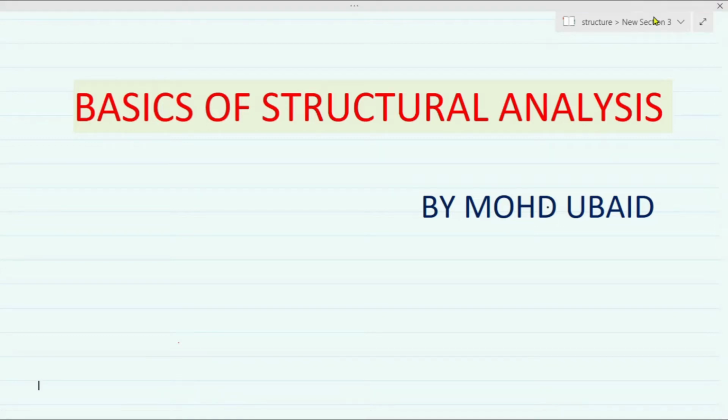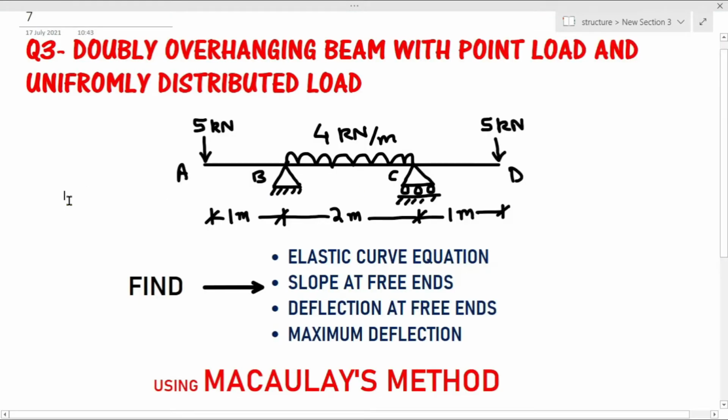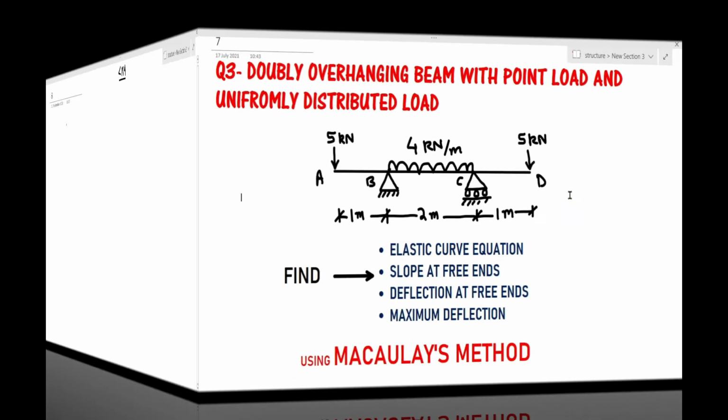In this video we are going to solve another problem by using Macaulay's method. In this question we have a doubly overhanging beam, and at both free ends we have a point load of 5 kN, and in the span BC we have a uniformly distributed load of 4 kN per meter. We are going to find the elastic curve equations, slope at free ends, deflection at free ends, and the maximum deflection by using Macaulay's method. So let's get started with the video without any further delay.